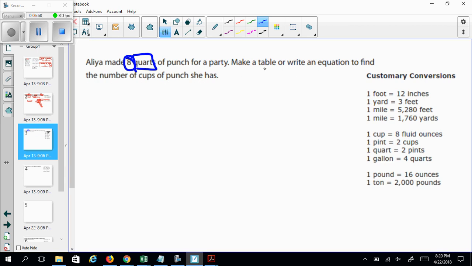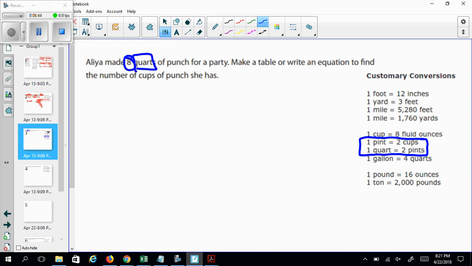Okay, now you can do the table or you can do the equation. Now here I have 8 quarts, so I'm going to find quarts, there we go. So I have 1 quart equals 2 pints. Pints, but I thought there was cups. It says cups. Okay, look here. I see pints and I see cups. So I'm going to use these 2 pieces of information to assist me in converting from quarts to cups.